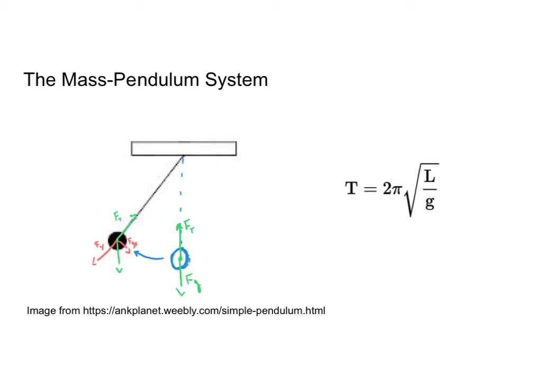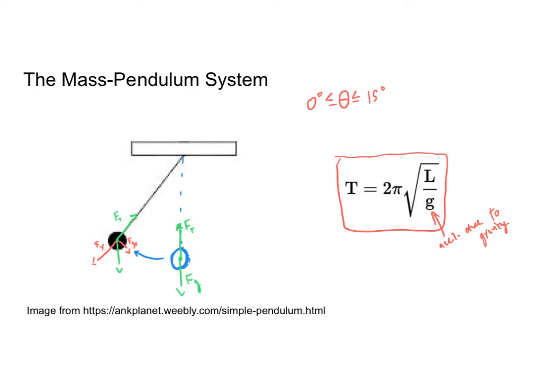So because of the way that the mass pendulum system is set up, because of the way that the restoring forces work, if we are looking at a simple pendulum with a very small angle, so again, an angle between 0 degrees and about, I'm going to say, 15 degrees, we can actually calculate the period of the pendulum knowing nothing but the planet that we are on, which will give us our acceleration due to gravity, and the length of our pendulum string.